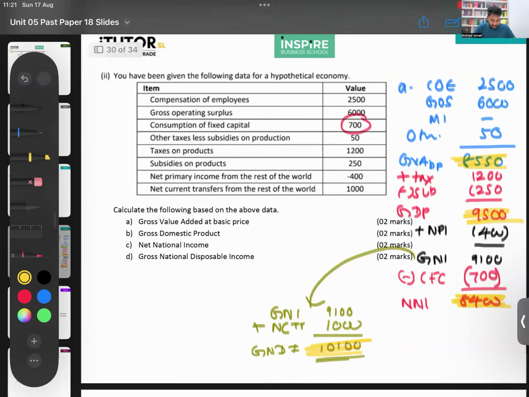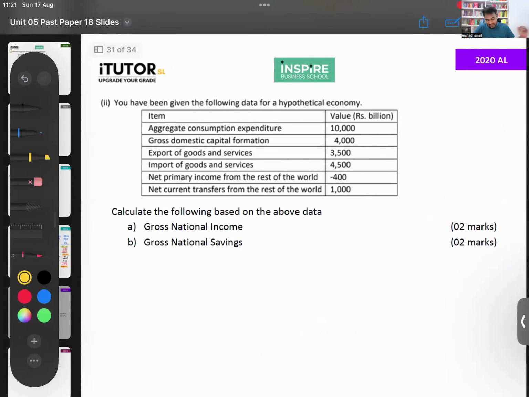Okay. Then the next one, 2020 question number 2, they're asking for GNI and gross national savings. Gross national savings means national savings. How much is GNI? So when you say aggregate consumption, that is private consumption and government spending, plus gross domestic capital formation, that is investment, plus exports minus imports, and then you get net primary income. You get GNI.